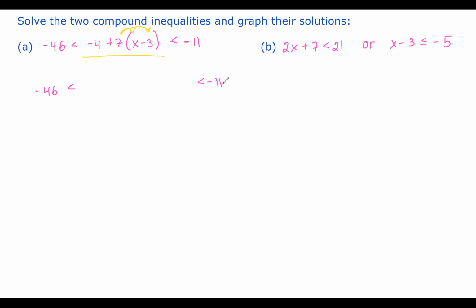Don't put it into the chat messages. I know that it takes time. But so two steps: open up parentheses, combine like terms.